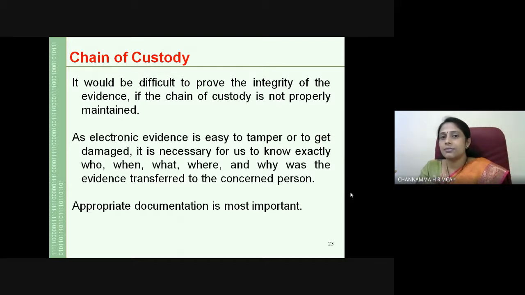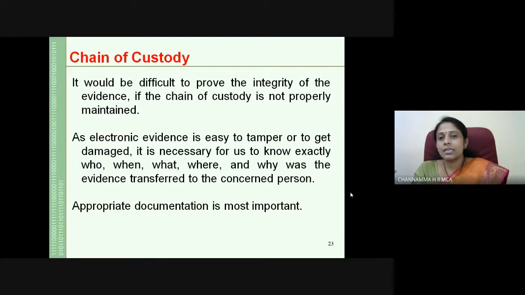And it is very difficult to prove the integrity of the evidence if the chain of custody is not properly maintained. So later, even the criminal may complain that the data has been modified in the forensic lab itself, or while taking the custody. So for everything, documentation is very important.